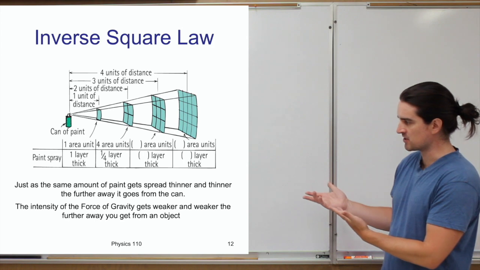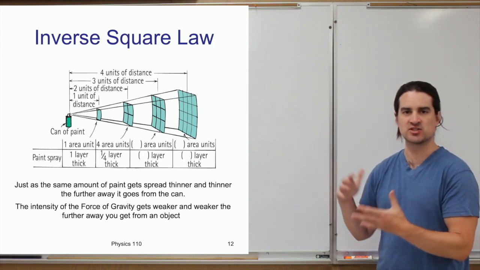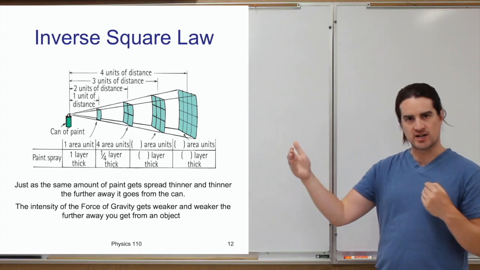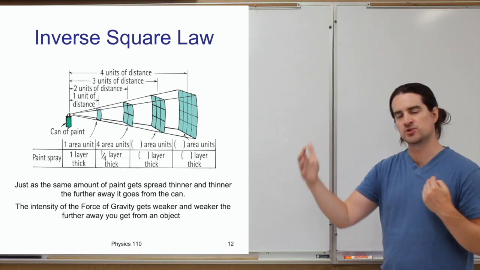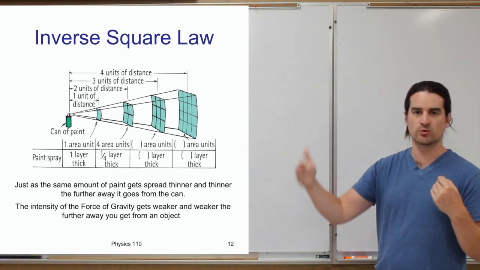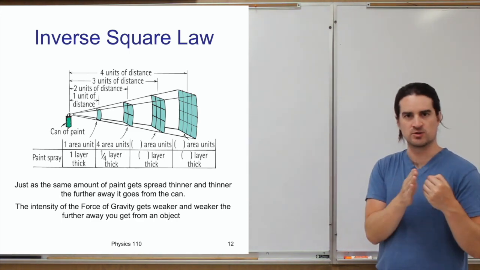So yeah, the force of gravity acts in a very similar way, in that if you were to go 4 times as far away, the force of gravity you would feel from this object would be 16 times weaker, or 1/16 of what it was when you were closer here.